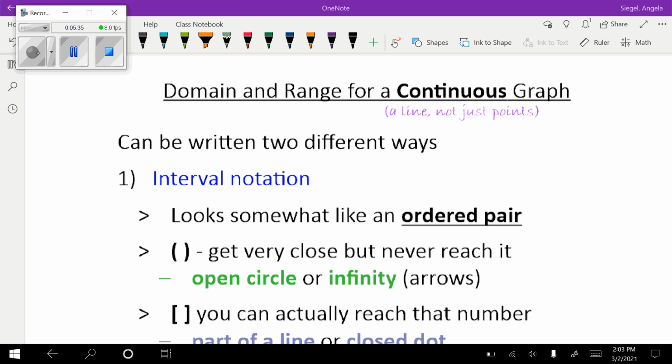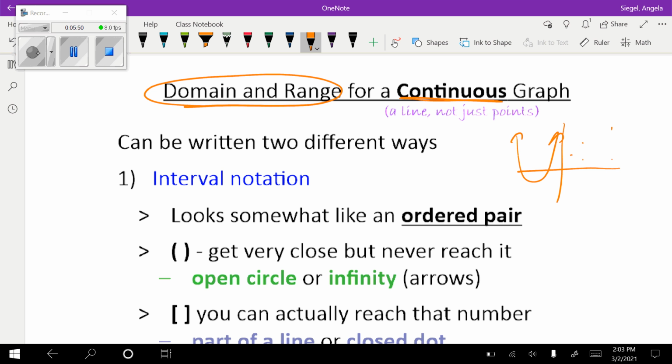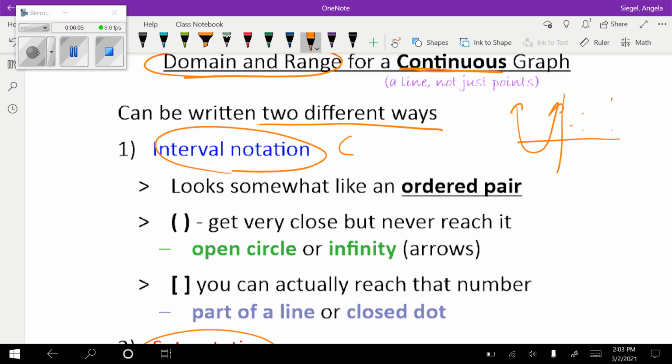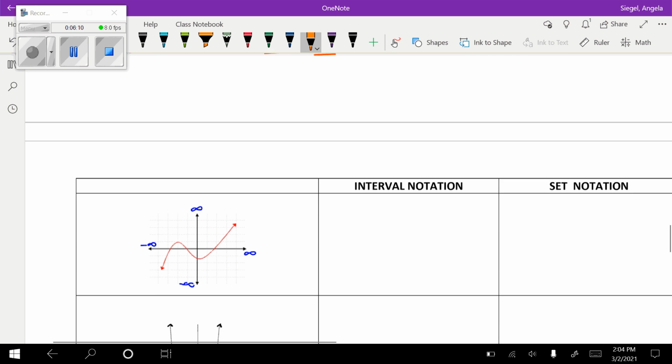Okay, so we're going to be talking about domain and range next for a continuous graph. We can have a graph that looks like this. That's a graph, but it's not continuous. A continuous graph is going to be like a line or parabola or something like that. We're going to talk about the two different ways it can be written. One is interval notation and one is set notation. Set notation uses inequalities, like you've got this going on, whereas interval notation uses parentheses and brackets. So let's go ahead and look at these.